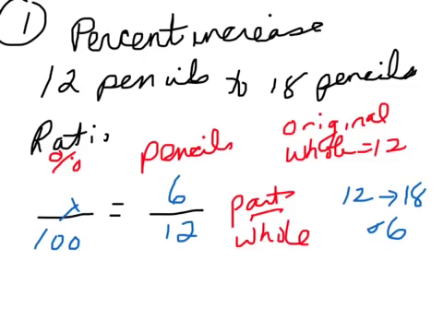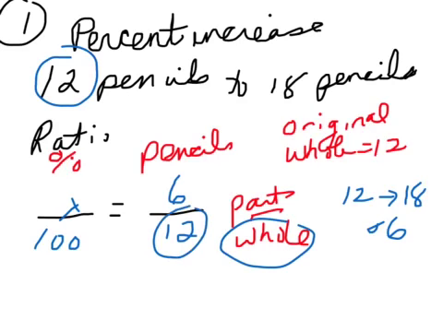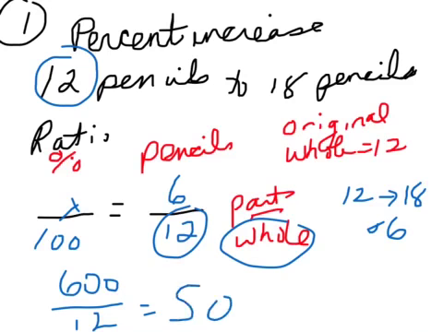Sorry, I got interrupted there. The part that we've increased is 6 out of 12. What percentage is that out of 100? So again, our whole was our original amount, 12. It increased by 6. Here we go, cross multiply. 6 times 100 is 600, and we're going to divide by 12. And so that's going to be 50. And you might have seen that it increased by 6 out of the 12, so that's 50%.